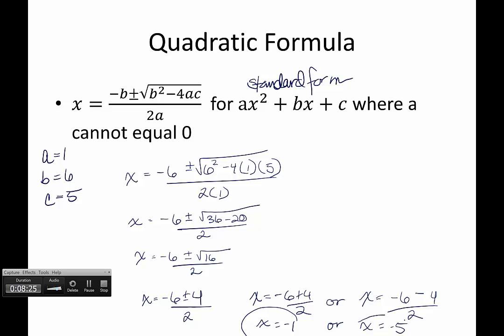So, as you can see, the quadratic formula for solving quadratics is really where it's at. You just have to know what your a, b, and c are.